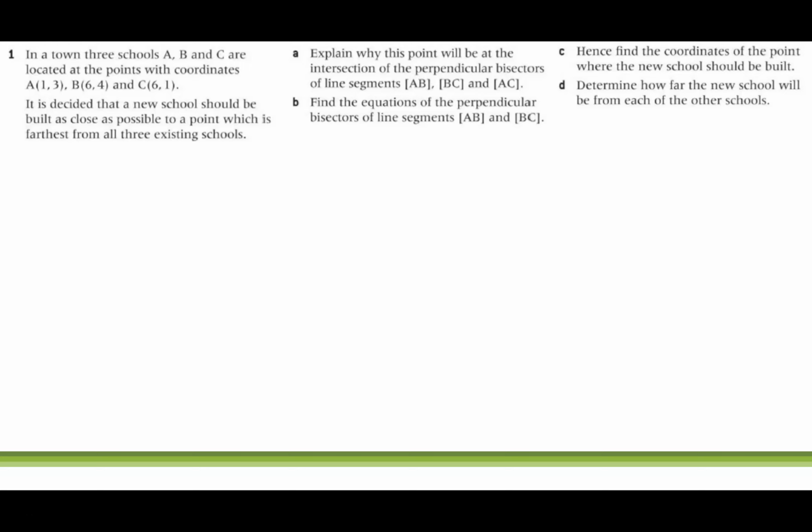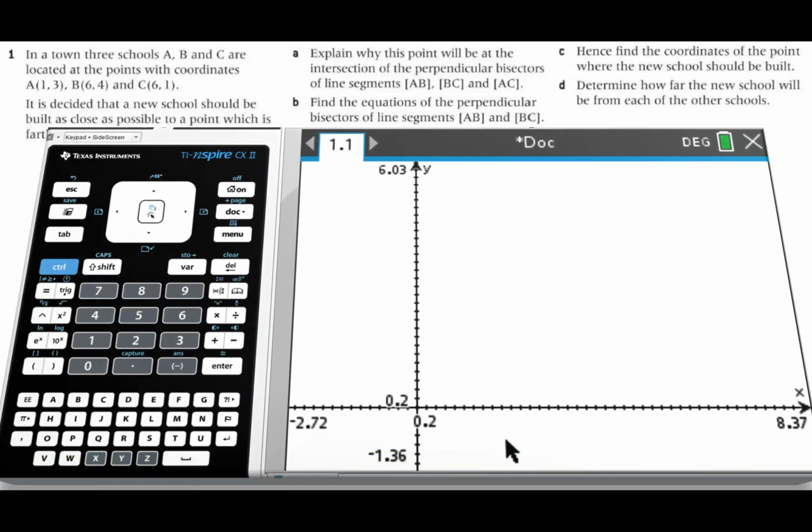It says in a town, there are 3 schools, A, B, and C, and they're located at those coordinates. We're going to place a new school in town that we want to be as far apart from the existing schools as possible. There are 4 parts to this: A, B, C, and D, and here we go. Let's take a look at the video that I made to support this.